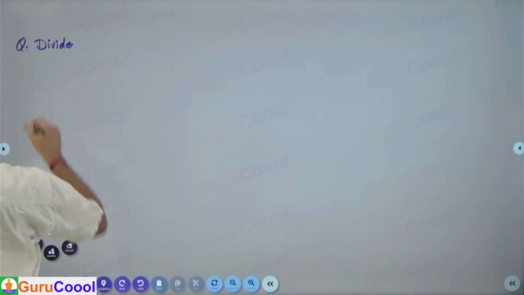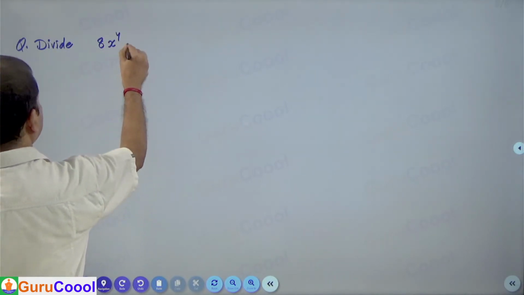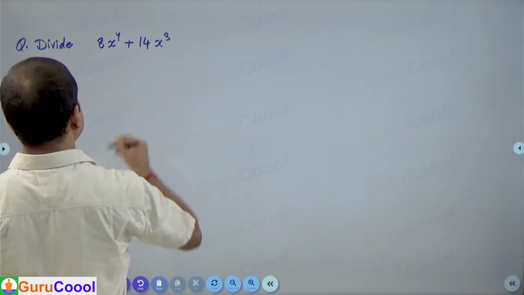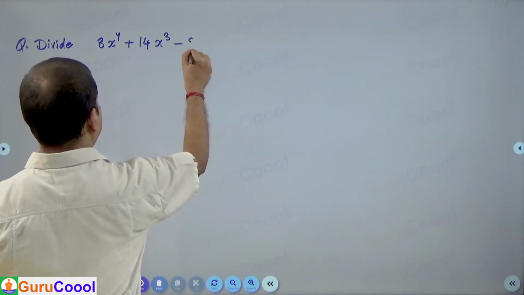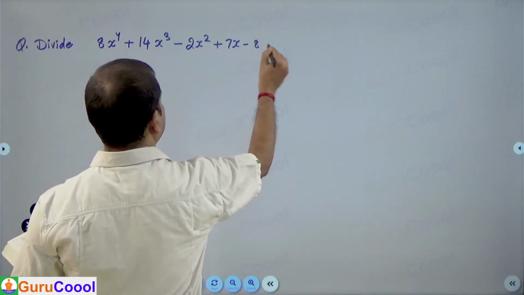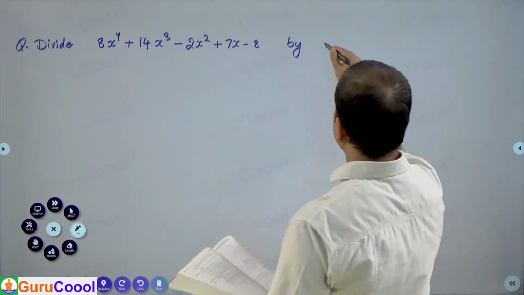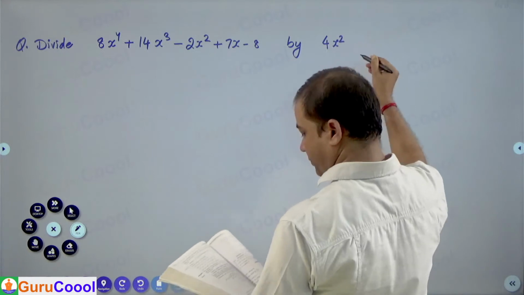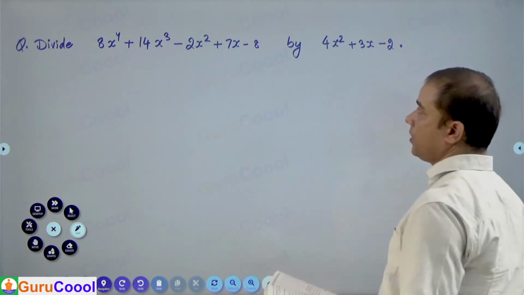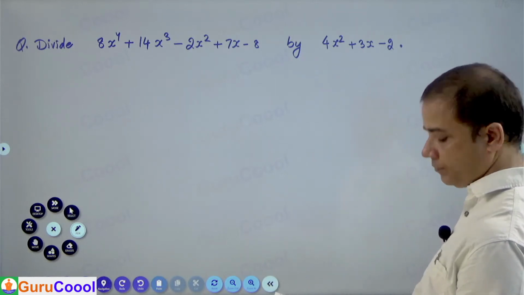Divide 8x power 4 plus 14x cubed minus 2x squared plus 7x minus 8 by 4x squared plus 3x minus 2. Do this division. You have to apply long division and submit.